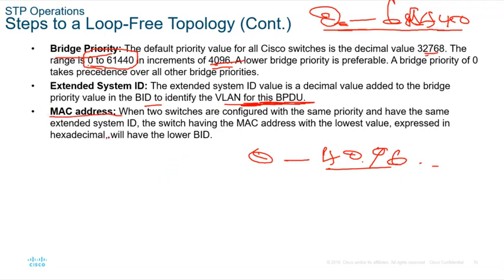Then the MAC address. When two switches are configured with the same priority, as you can see, we said all the switches by default should have the same bridge priority, 32,000, and VLAN 1. So meaning that there is a match, there is a tie. To break the tie, the MAC address will come into play.